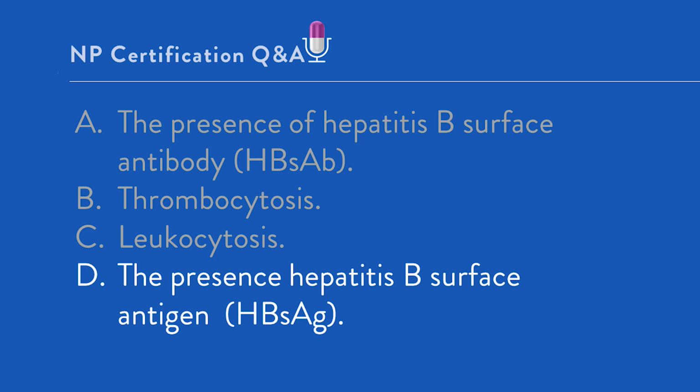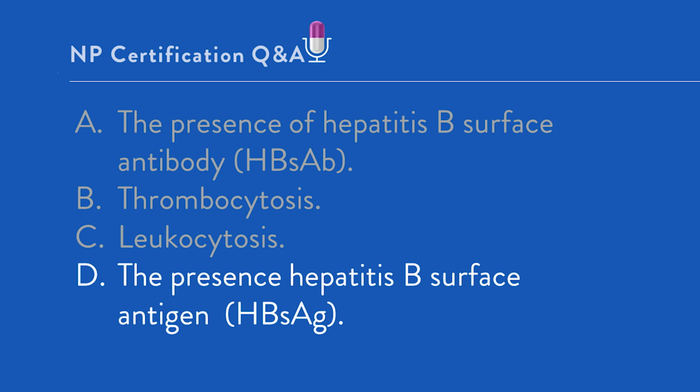Option C, leukocytosis. Well, this is incorrect. Leukocytosis, or an elevation in the total WBC. This is a non-specific finding, can be seen in a variety of different infections. Person with acute Hep B might have this, but a variety of other infections can cause the number of white blood cells in circulation to increase.